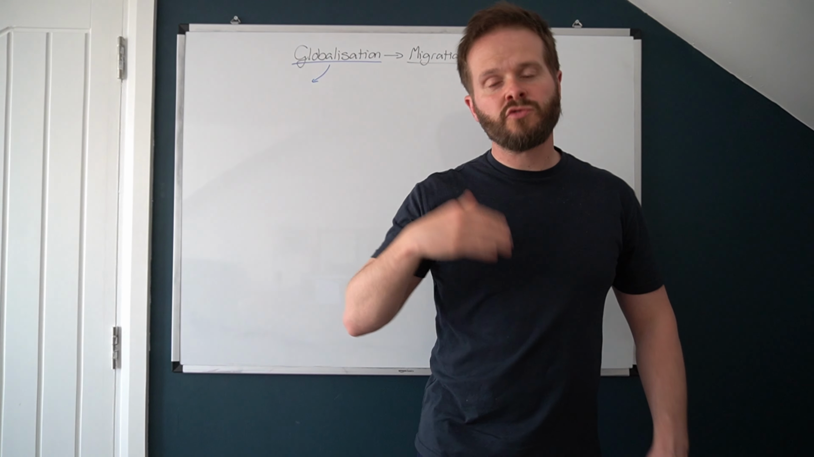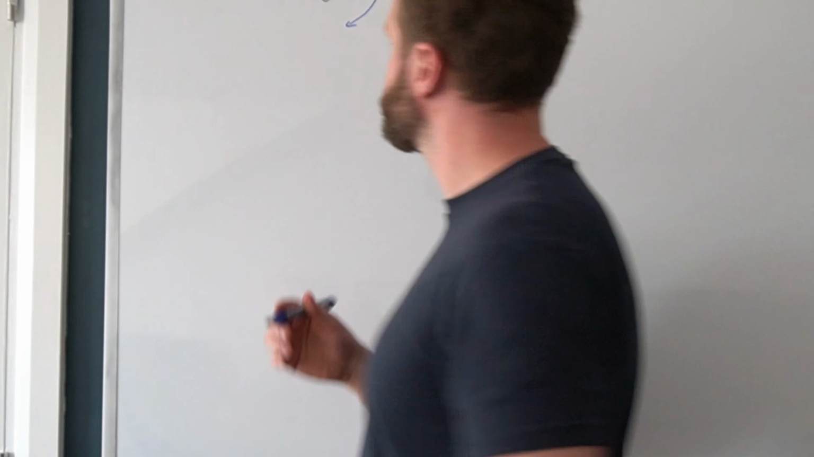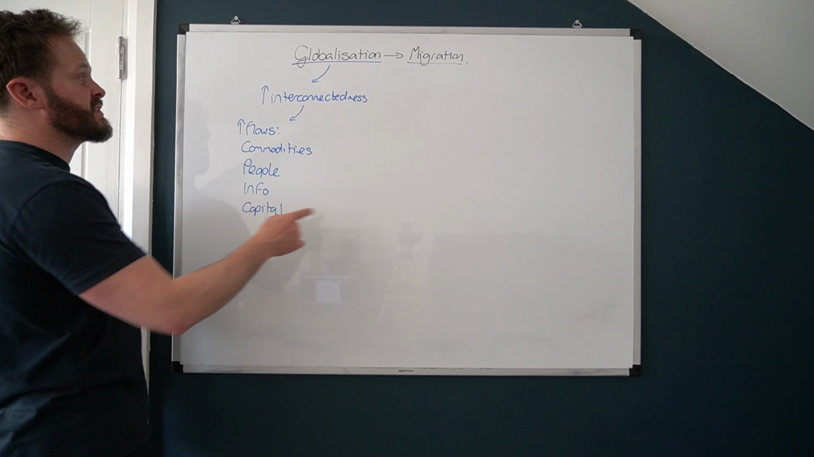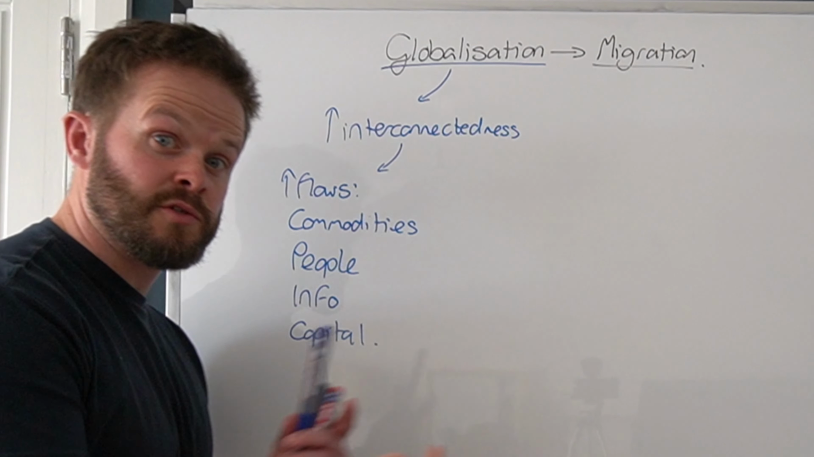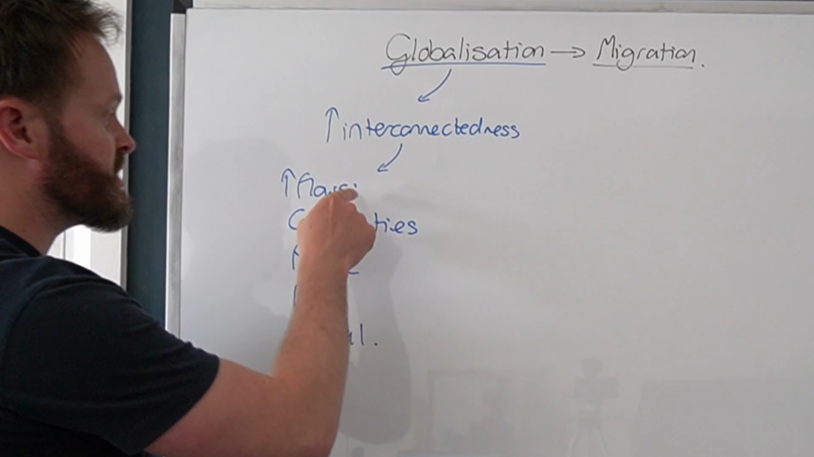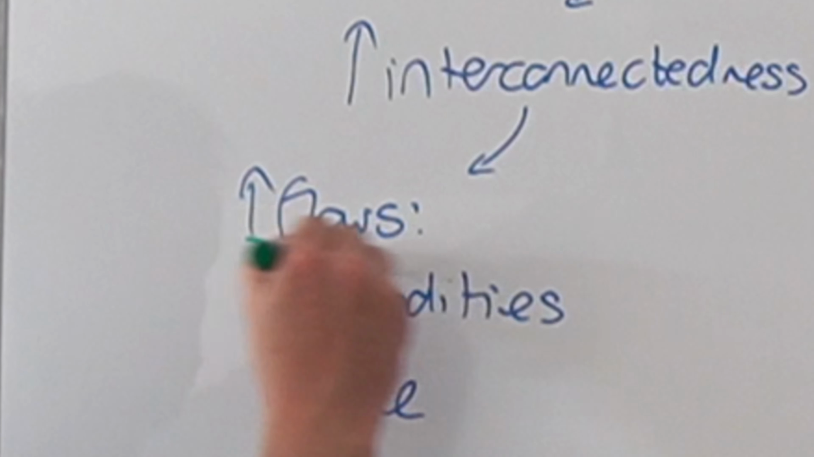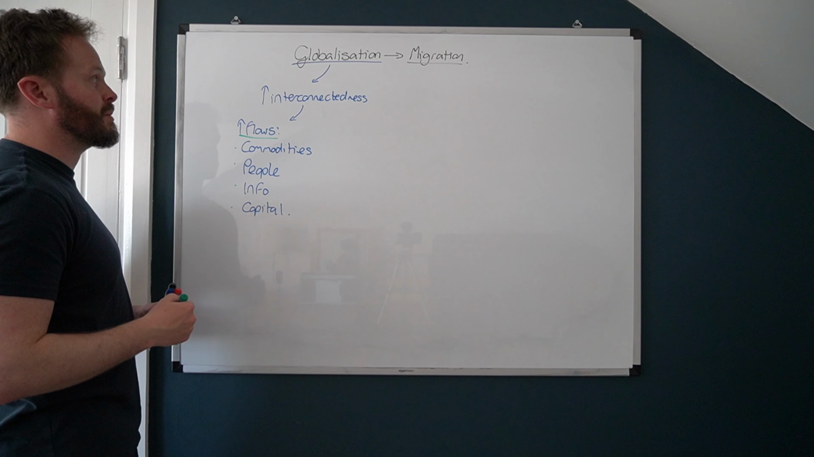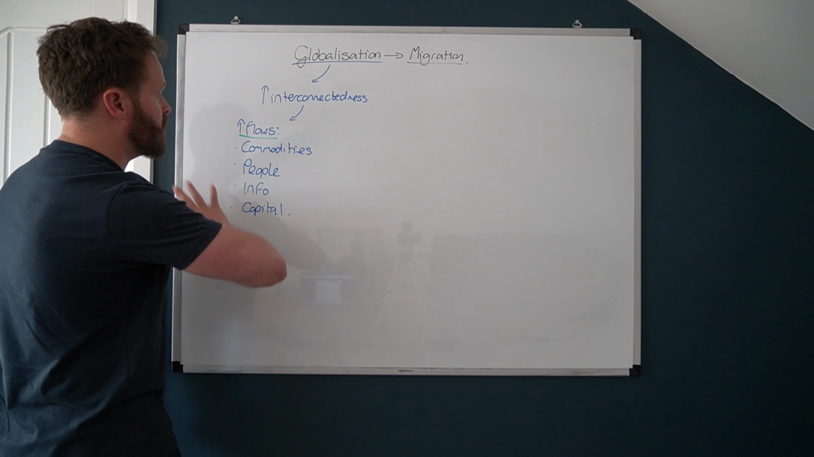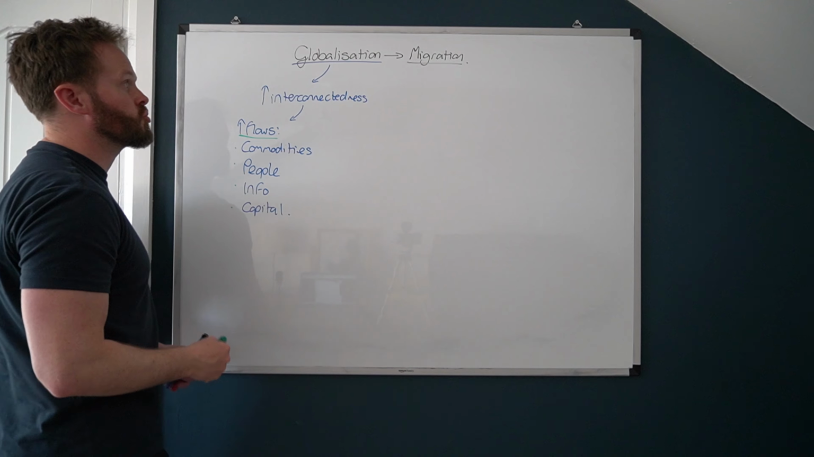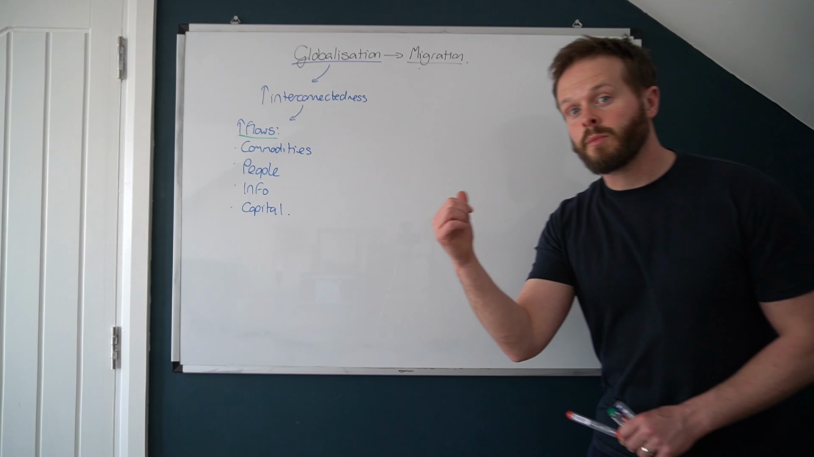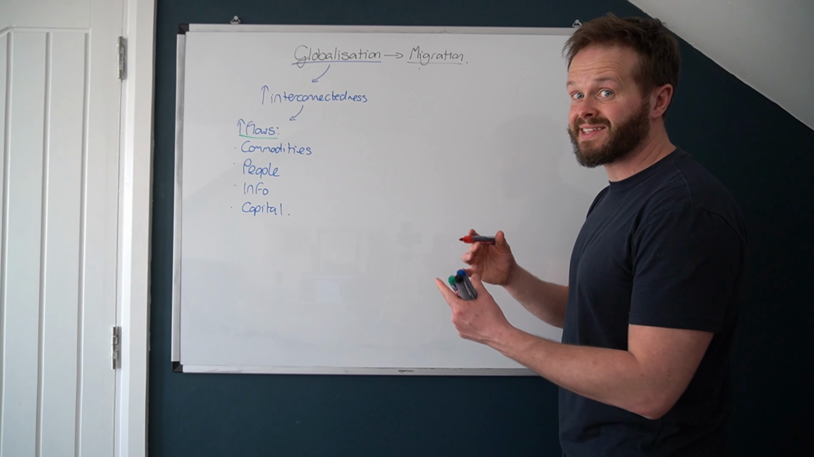So we'll start off by reminding ourselves of what globalization is. If you remember, globalization is that increasing interconnectedness between countries, and that's represented by the flows of globalization. And remember, these flows are commodities, people, information, and capital. So what we're trying to think about here is how increases of these between countries are influencing patterns of international migration.